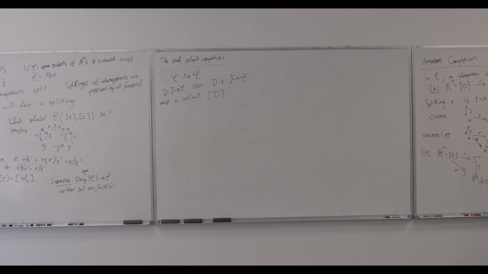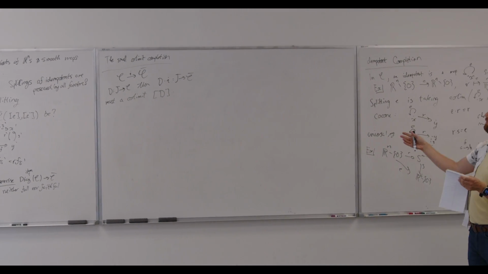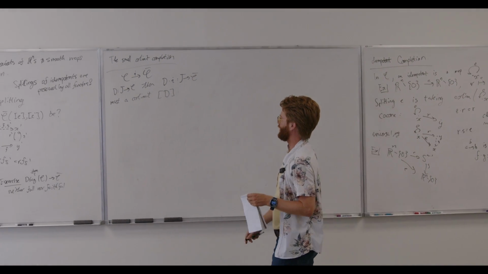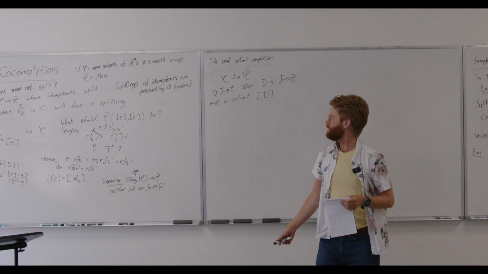Okay, so I'm trying to add a colimit to every diagram, so I'm just going to do that. Great, I did it. All right, now can I define a category that has all these things as objects?